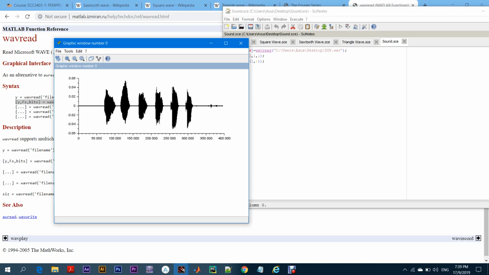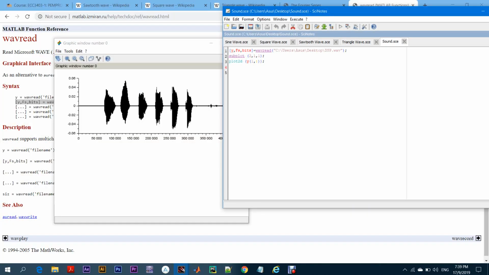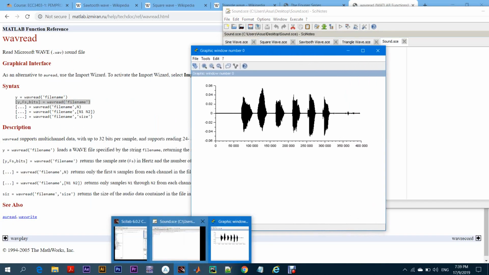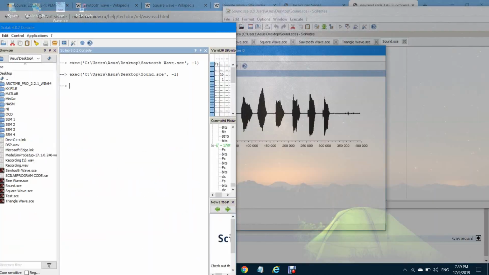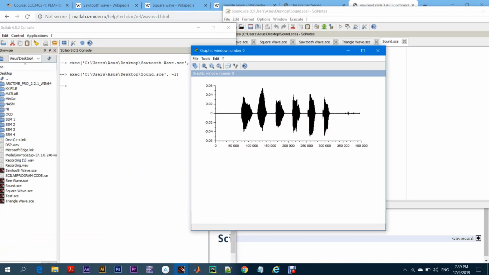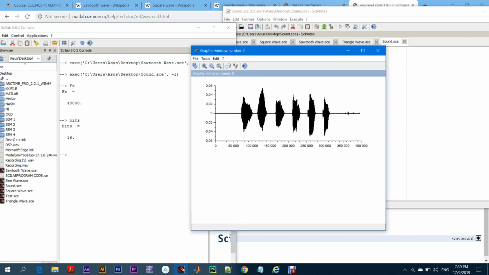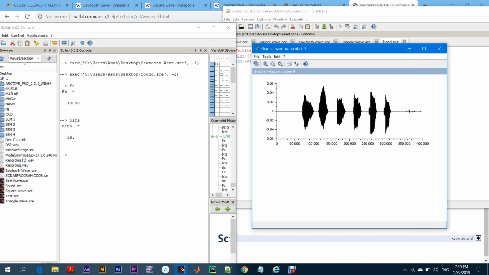So to get the sampling frequency, we just need to type fs. So this shows that my sampling frequency is 48 kilohertz for this sound signal, and then the bit rate is 16 bits. Alright, thank you.